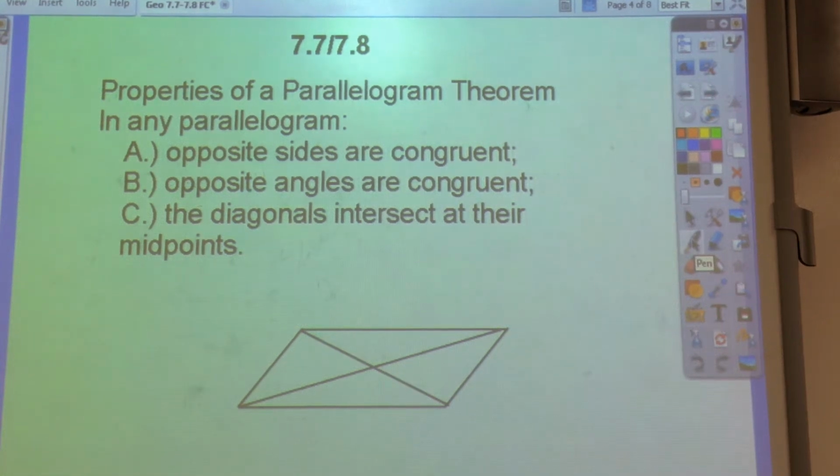This is section 7.7 and 7.8 of Mrs. Quinn's geometry class. So today we're going to talk about some properties. Let's start with the properties of a parallelogram.